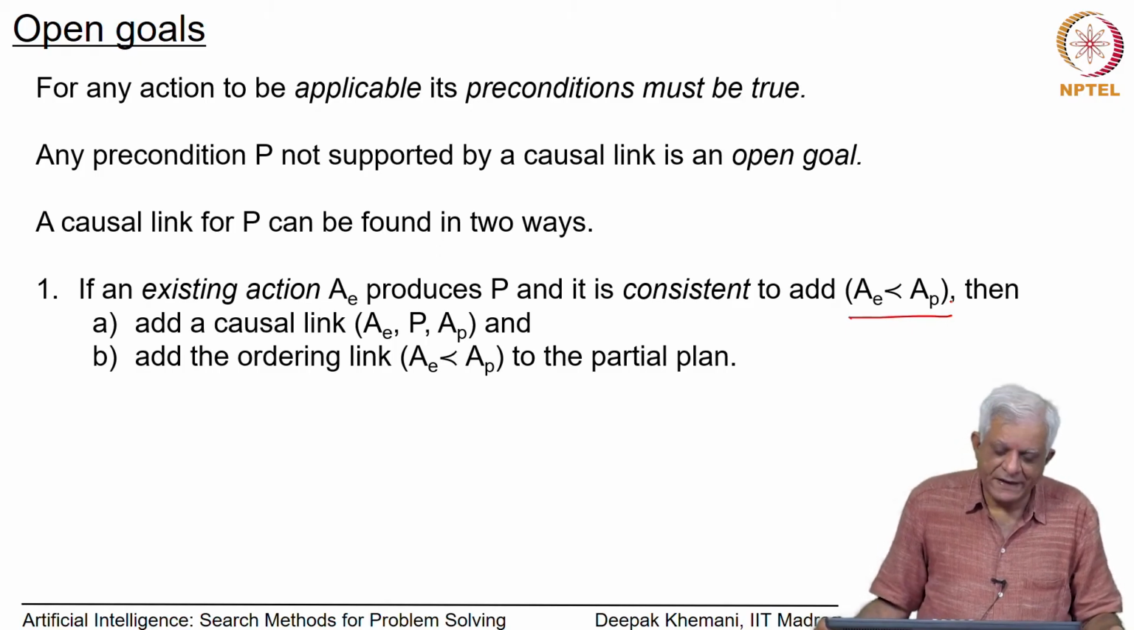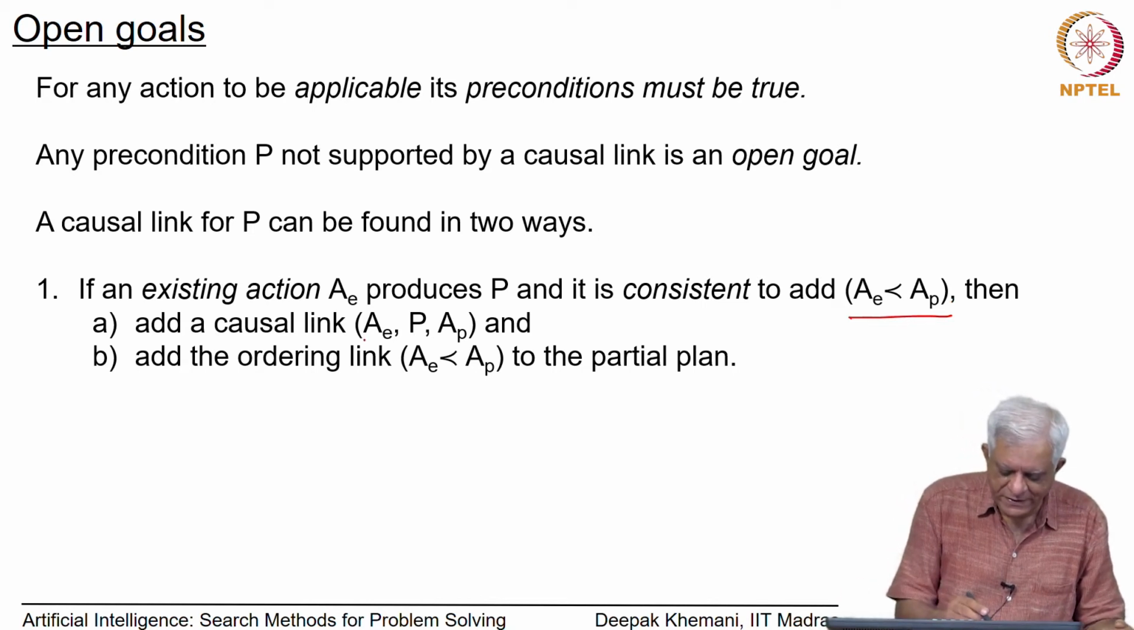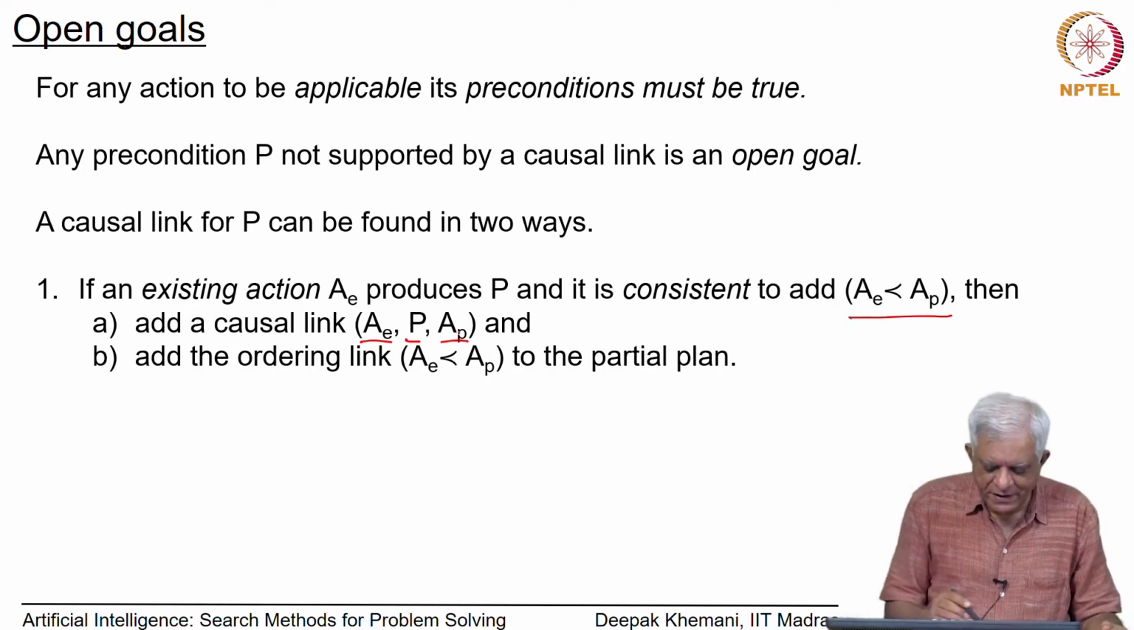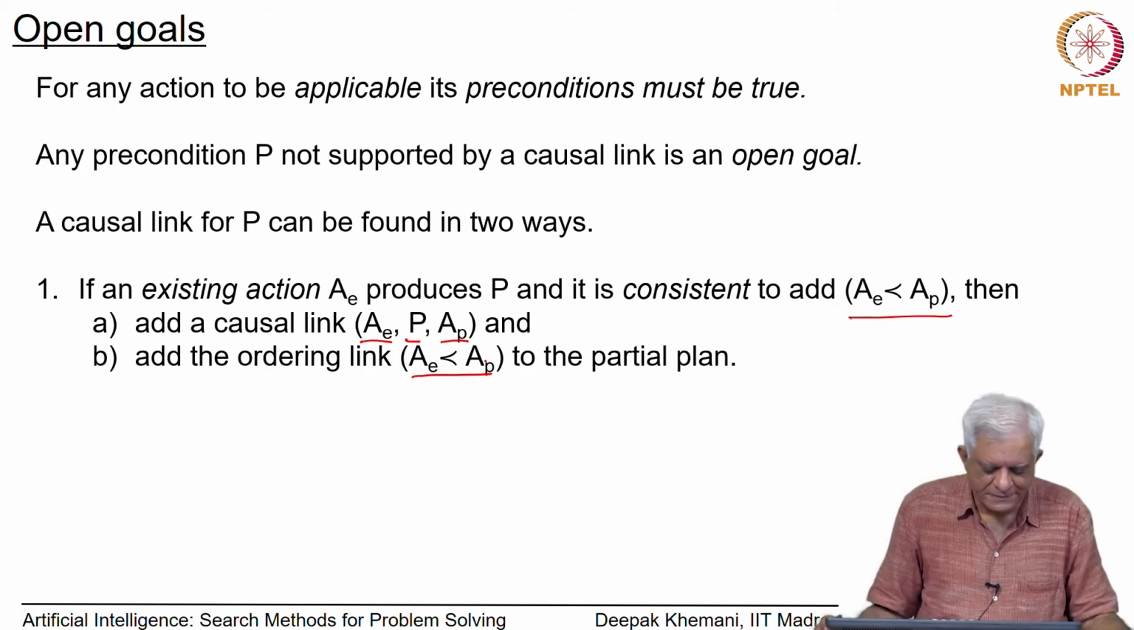So, if an existing action AE produces P, then we can add a causal link to that effect. So, we are saying AE produces P and that is consumed by AP, and we also add the ordering link saying that AE must happen before AP to the partial plan.